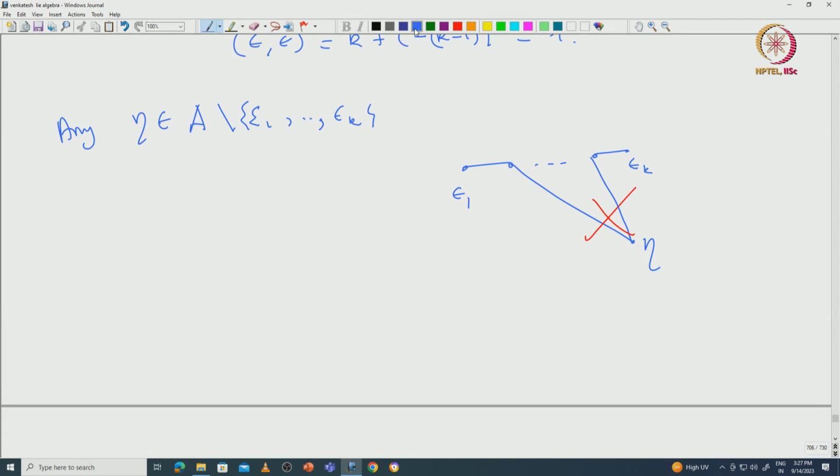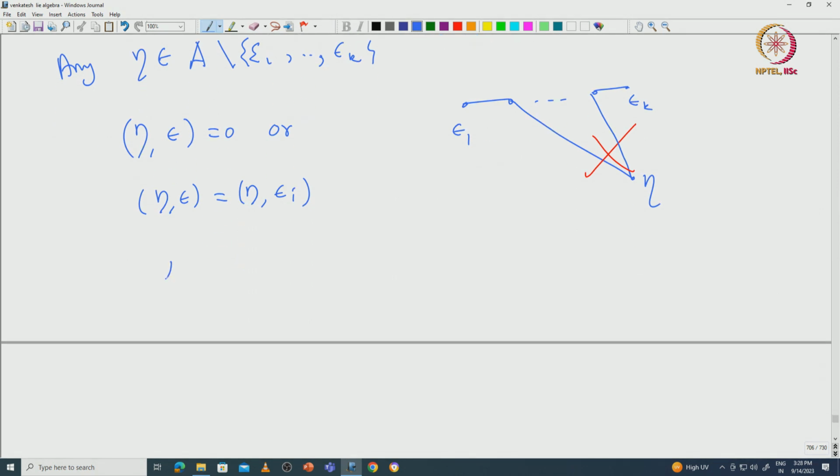In particular, you can see that (eta, epsilon) can be either 0 or exactly equal to (eta, epsilon i). In both cases, 4 times (eta, epsilon) squared is going to be 0, 1, 2, or 3, because in the first case there is nothing to prove, and in the other case it is just 4 times (eta, epsilon i) squared, which is either 0, 1, 2, or 3.